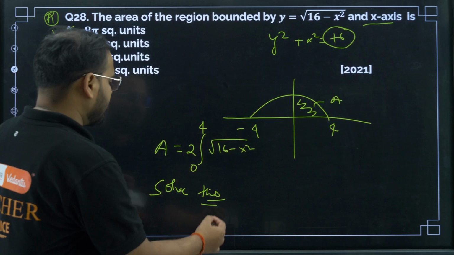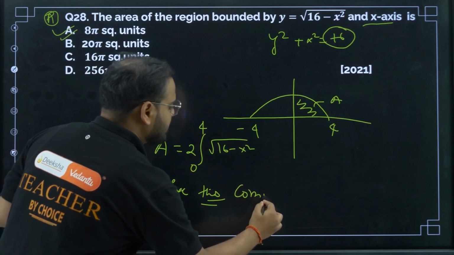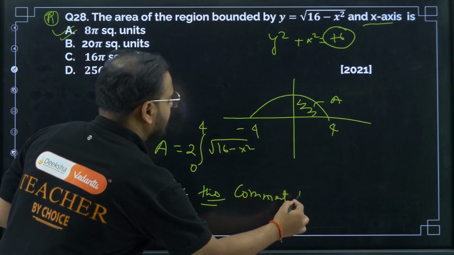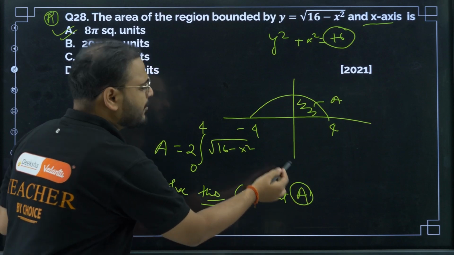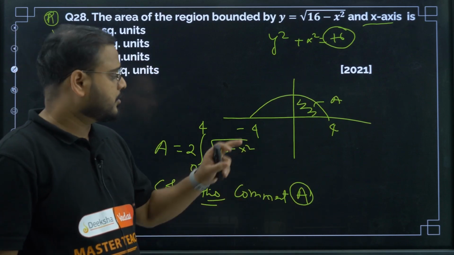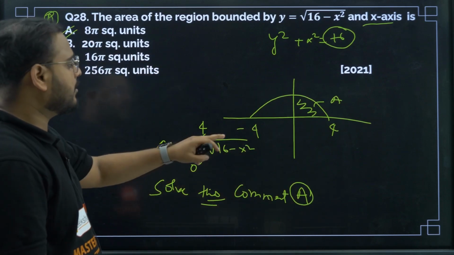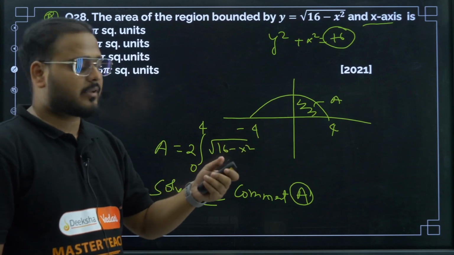So please comment if you got the answer as A, 8 pi. Simple question. I've done this kind of question in our regular classes, so this is a very, very simple question. There we got pi for that reason. Okay, moving on.